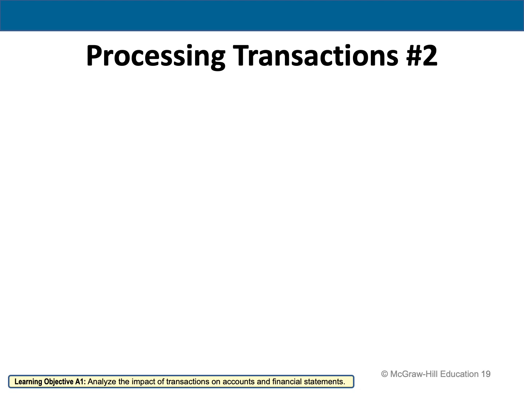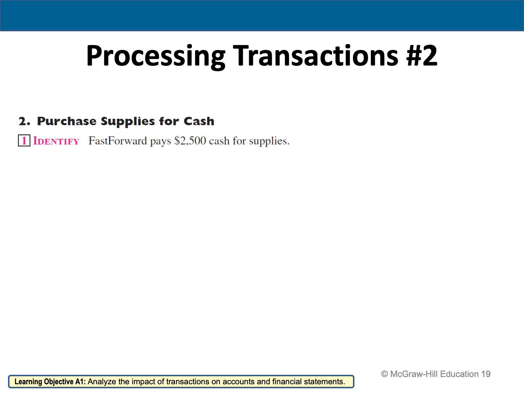Okay, let's move to processing transaction number 2. In our second transaction, fast forward, they purchase office supplies and they pay 2,500 cash for supplies. So what happened basically? We purchased supplies. If I analyze it, my supplies is going to increase. Why? Because the company purchased the supplies. But at the same time, the company pays cash to purchase those supplies.